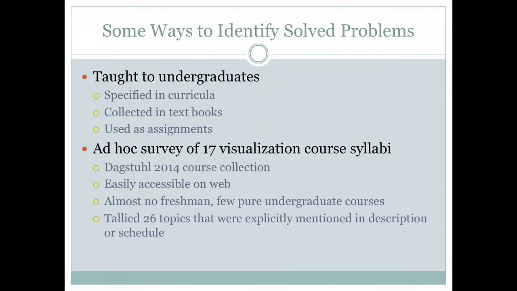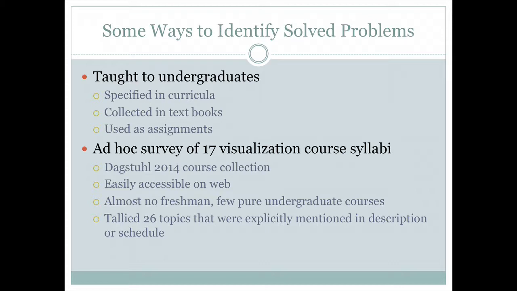So the lens I want to talk about is part of how we can identify what are solved problems: what can we reduce to a freshman lecture? What can we communicate to freshmen? What can we particularly teach to undergraduates? What can we ask them to do? And so I set out to look at this through three sub-lenses. The first is, what do we specify in our undergraduate curricula? What is collected in the textbooks we use? What do we ask our undergraduates to do as assignments?